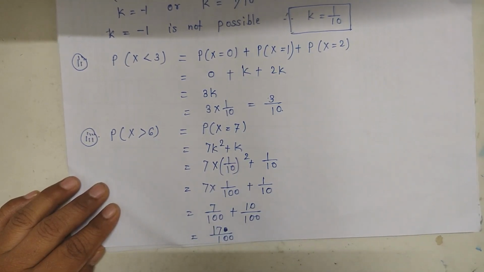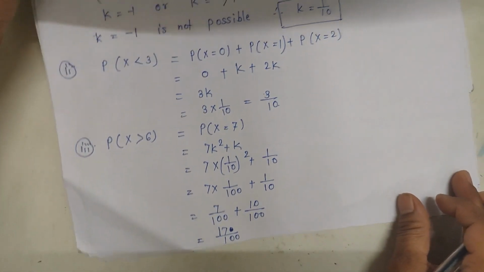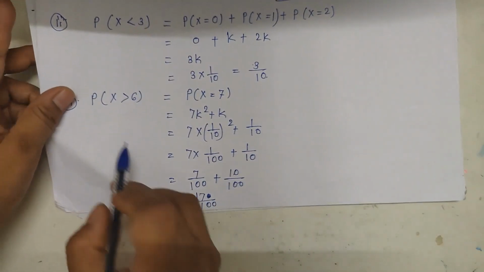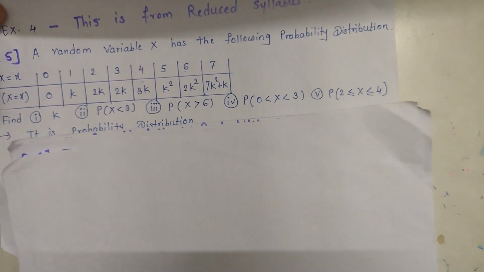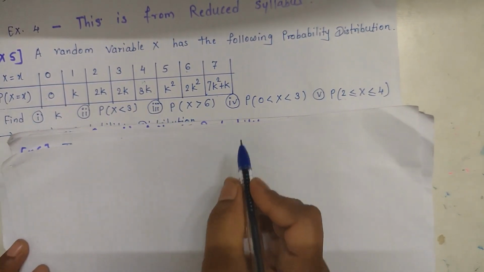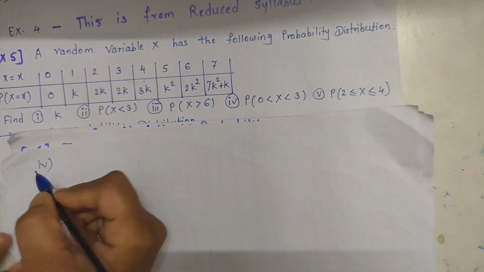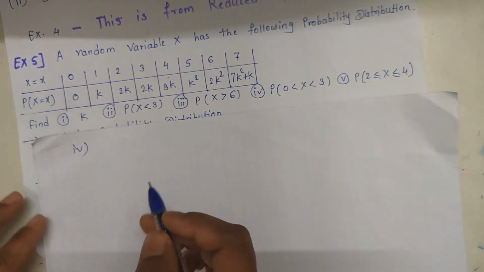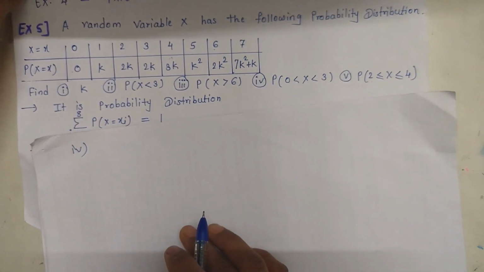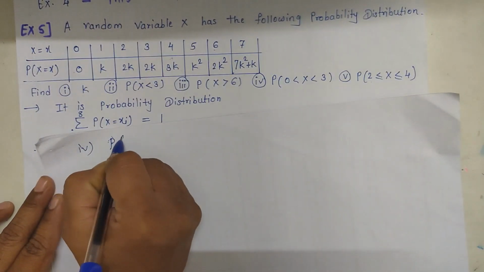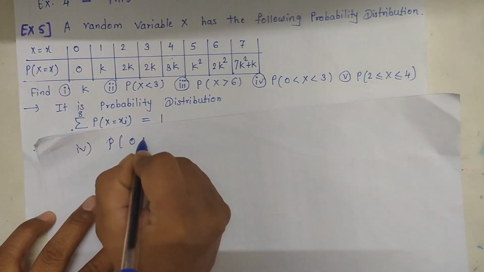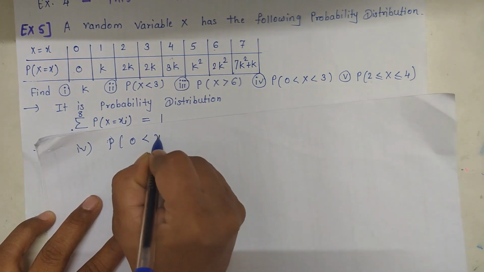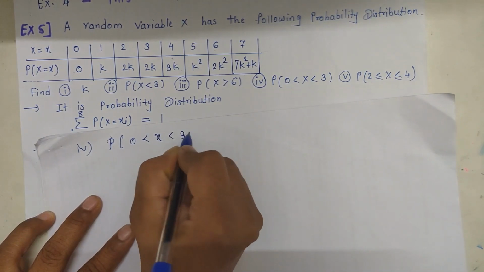17 by 100. This is the answer for probability of x greater than 6. Now for the next question, the next probability: for x lies between 0 to 3.